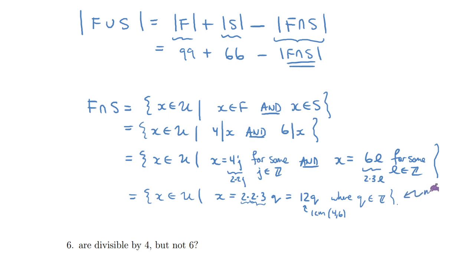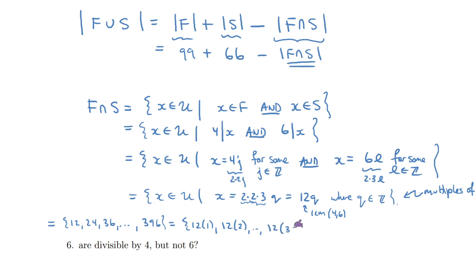So multiples of 12. And how many of those are there? Well, if you just list this out, that would be 12, 24, 36, all the way up to 396. And you do our trick again: this would be 12 times 1, 12 times 2, all the way up to 12 times 33. So the size of this intersection is 33.